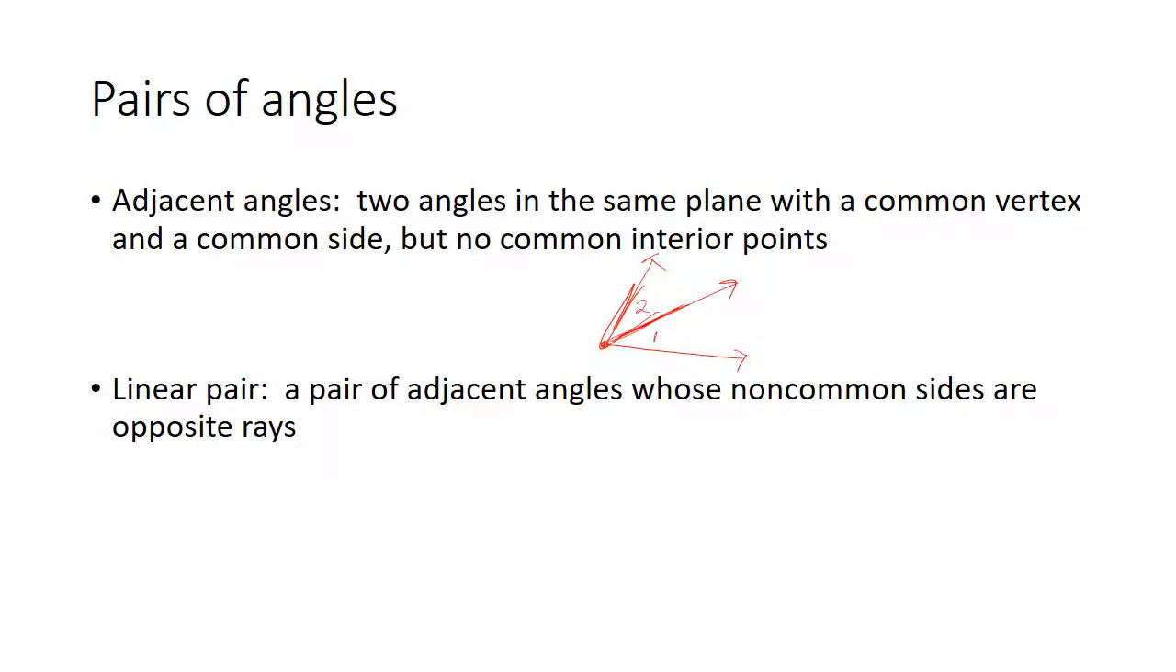If you have two adjacent angles whose non-common sides are opposite rays, so opposite rays means they form a line, right? And so let's say here's our vertex and there's our other one. Let's say that this is angle 1 and this is angle 2. If angle 1 and angle 2 are adjacent because they share a common side, but their non-common sides form a line, then we would call them a linear pair. So you can be an adjacent angle and not be a linear pair, but you can't be a linear pair without being an adjacent angle.